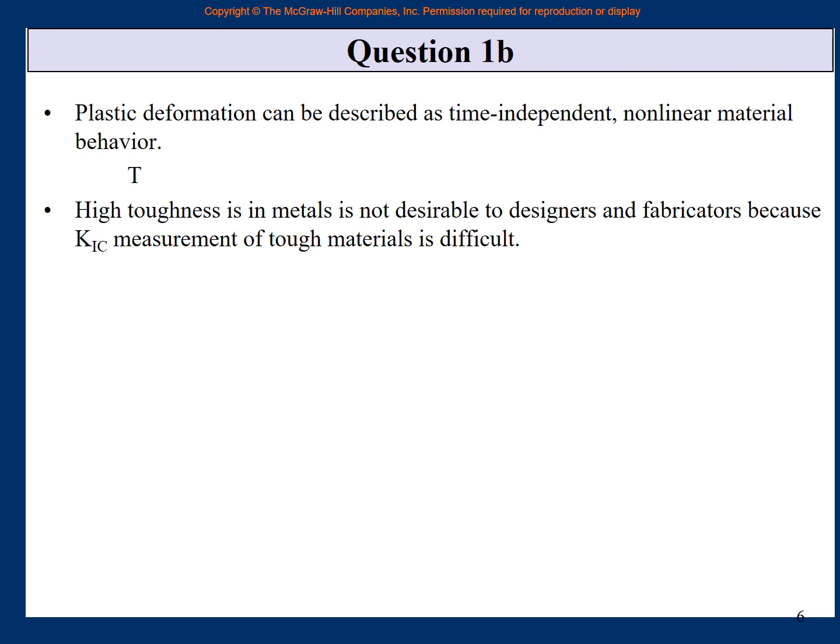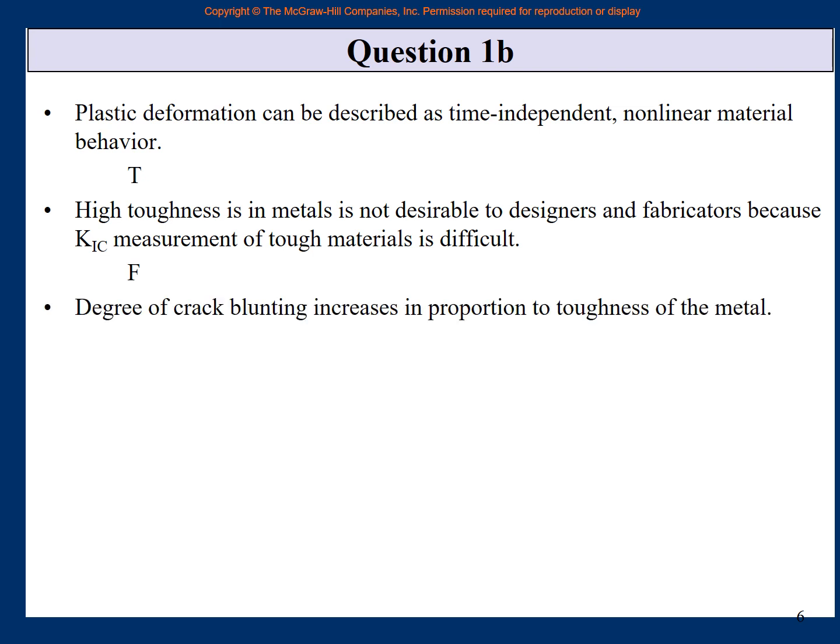High toughness in metals is not desirable to designers and fabricators because K1C measurement of tough materials is difficult. Yes or no? We are confusing you. See, how do we select a material? Based on the property, not because the measurement of the property is easy or difficult. So high toughness should be very desirable, whether measurement of K1C is easy or not. So the answer is false. We are saying high toughness is not desirable. No. High toughness is always desirable whenever we make structures from metals in general.